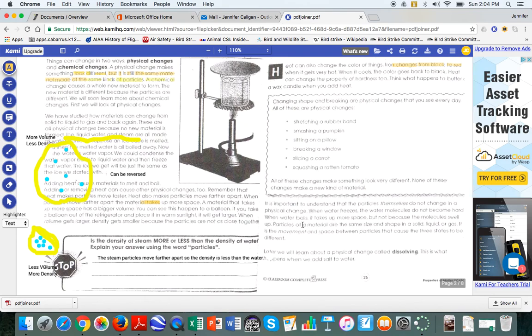The most important thing down here is that particles of a material are the same size and shape in a solid, liquid, or gas. It's the movement and space between particles that cause the states to be different. So over here what they're saying is these little blue dots did not change whatsoever in size. They are the same shape, same size. All they've done is move around. So that's what that's getting to.